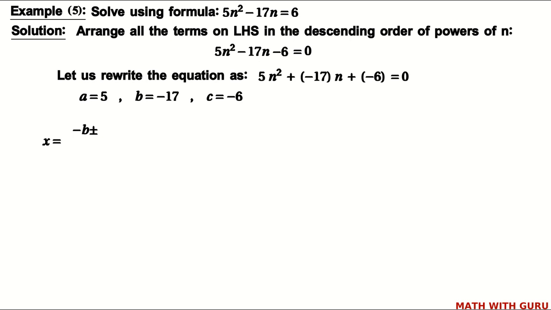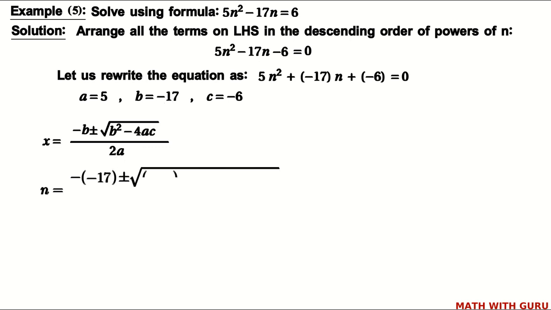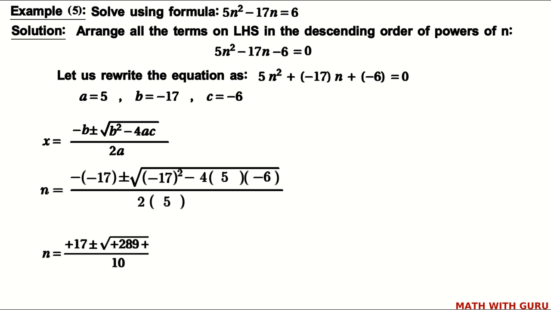The quadratic formula is x equals minus b plus or minus root of b squared minus 4ac, whole divided by 2a. n equals, here the variable is n. Let us substitute the values. Minus b; b is minus 17, plus or minus root of b squared; b is again minus 17 whole squared, minus 4ac; a is 5 and c is minus 6, whole divided by 2a. a is 5. Let us simplify this.